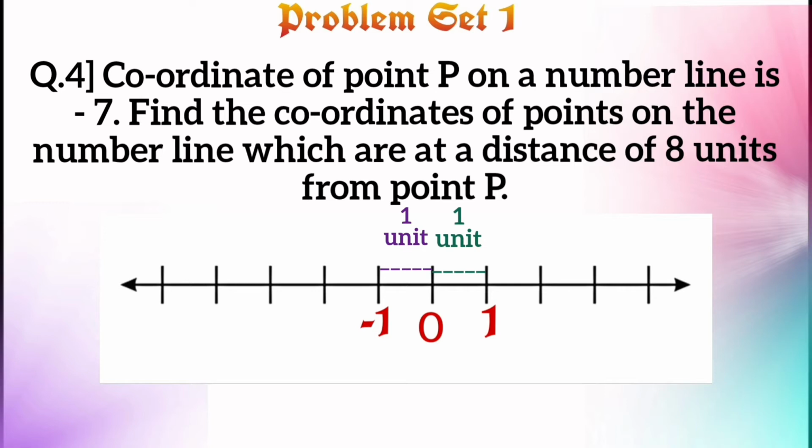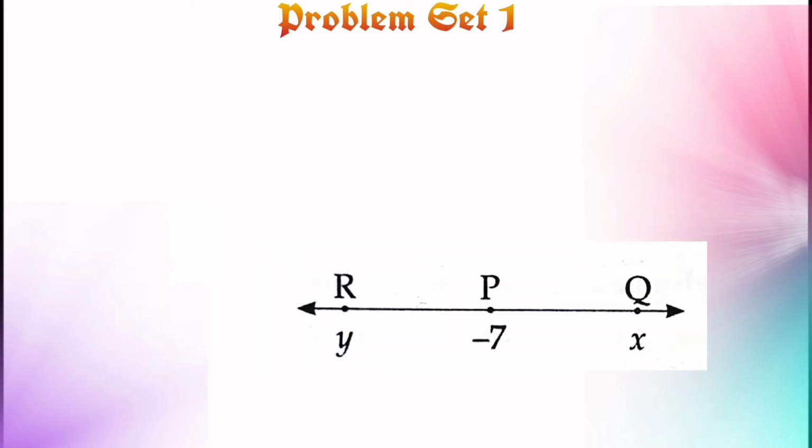Okay, so here if we have to find the points at a distance of 8 units from point P, that means there are two possibilities. One point will be on the left side of P and the other point will be on the right side of P. The distance between P and the point on the right side is 8 units, and the distance between P and the point on the left side will also be 8 units.